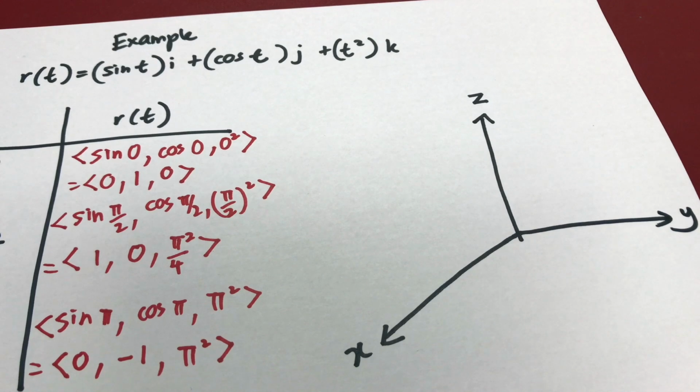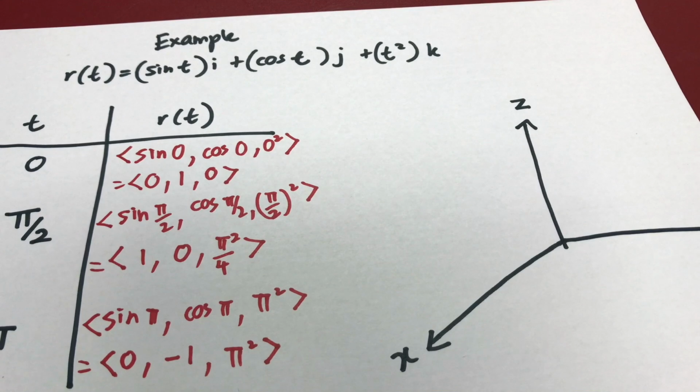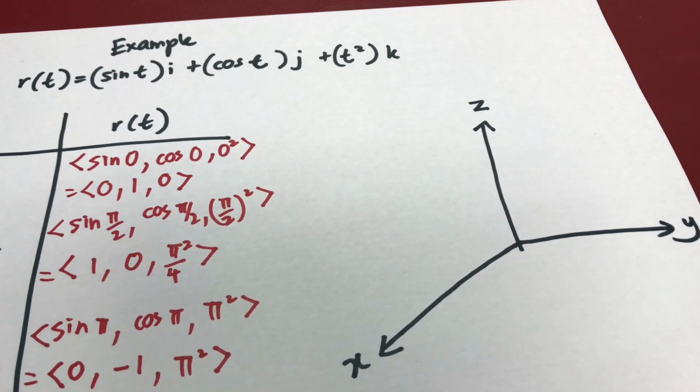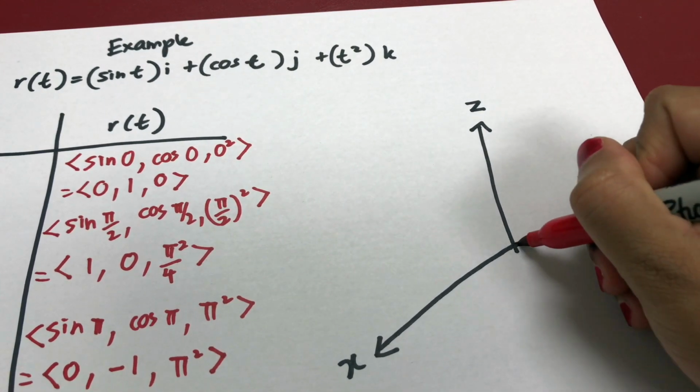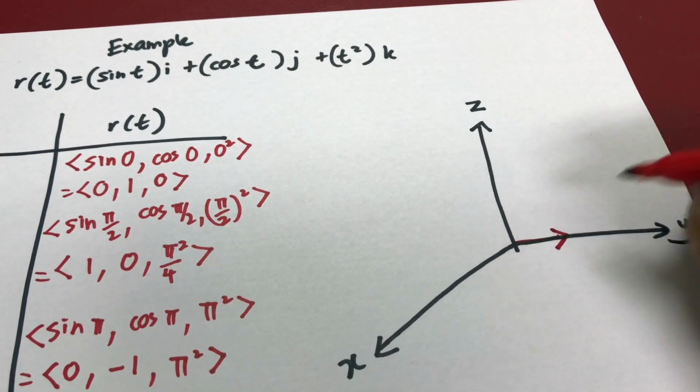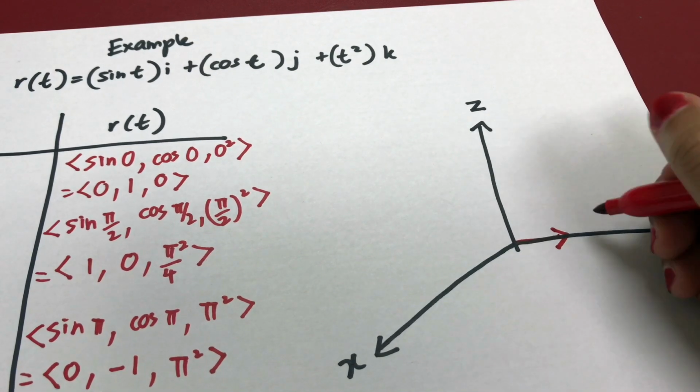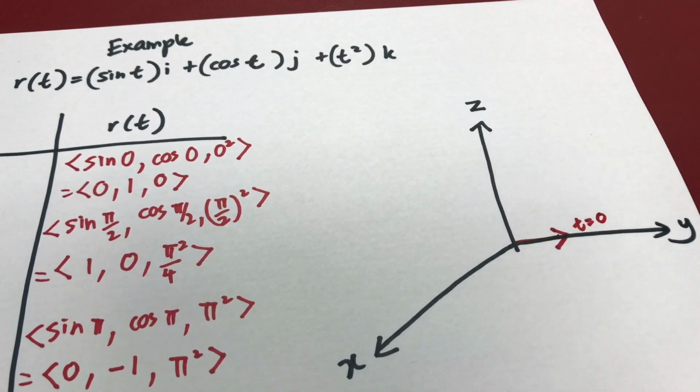Let's plot the values to give us a clearer picture of what a vector valued function is. So we have here, when t is equal to 0, our vector is 0, 1, and 0. We've learned this before. This is simply the unit vector j, which extends 1 unit at the y-axis, right? This is when t is equal to 0.